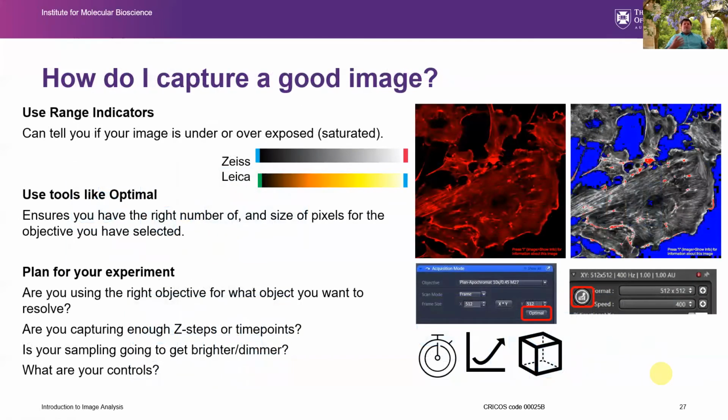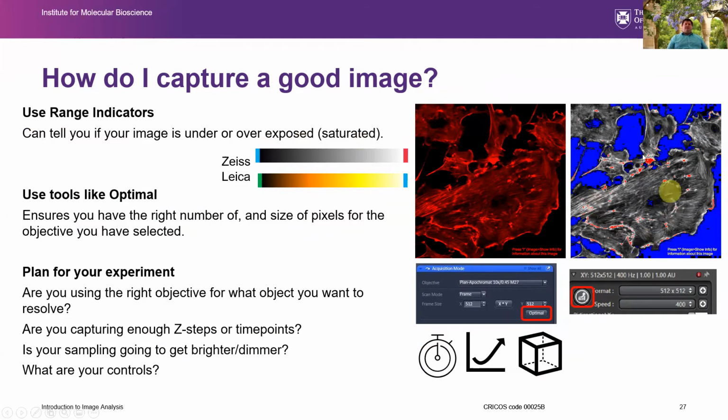So how do you capture a good image? Well, you use the tools that the vendors have provided you. Usually they're pretty good. You can use something like range indicator. Range indicator works by changing the lookup table. Instead of objects in the foreground being red and backgrounds black, where it's hard to tell, is that 255 saturated red, or is it kind of 250 and am I okay?